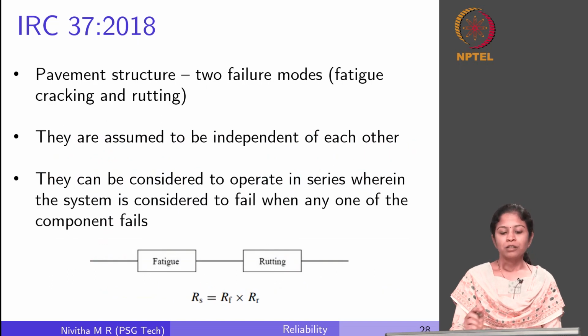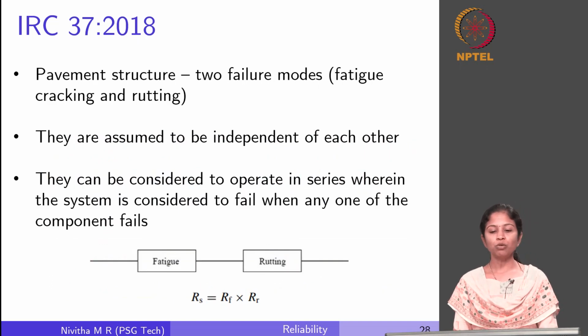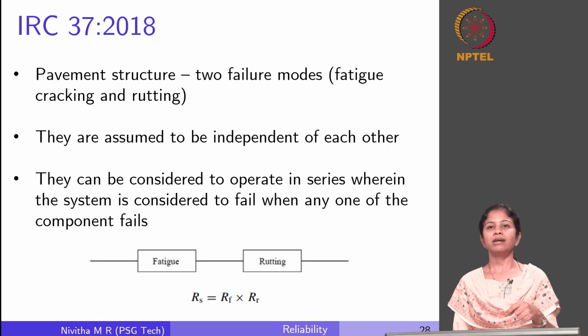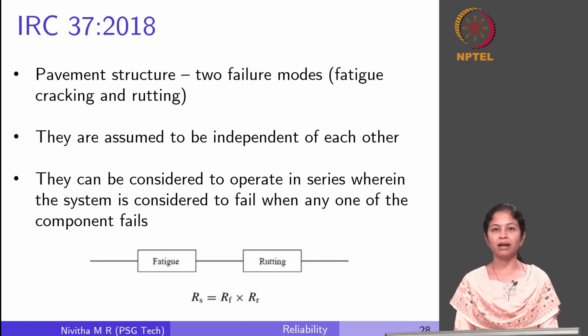For a pavement structure, there are two failure modes which are considered, like we have defined earlier. One is fatigue cracking and the other one is rutting. Typically, the assumption is that they are independent of each other, right. If a pavement fails by rutting, not necessarily that it is going to fail by fatigue cracking. Though there are a lot of studies which talk about this creep fatigue interaction, for the moment let us say that they are independent of each other.